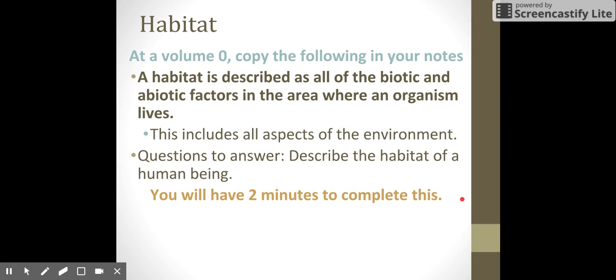But in particular, we're looking at the ones that affect the organism that we're talking about in this regard. So, one of the things I want you guys to be thinking about is what kind of a habitat a human being lives in, and what do we do to the habitat to actually make it more for us to live in.